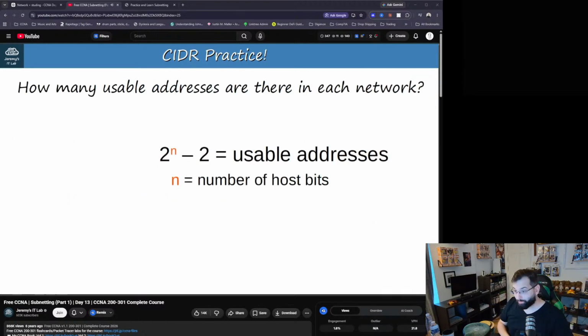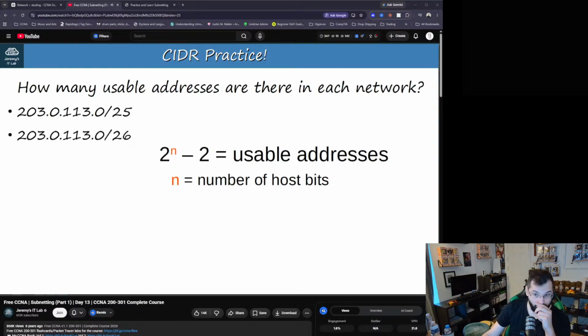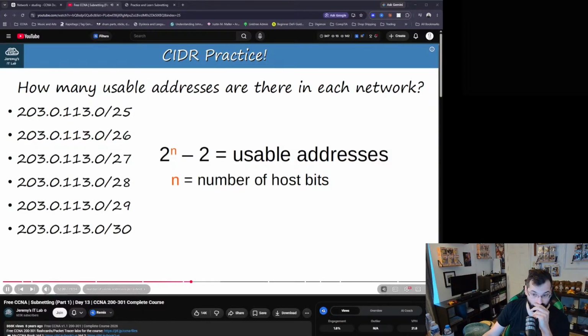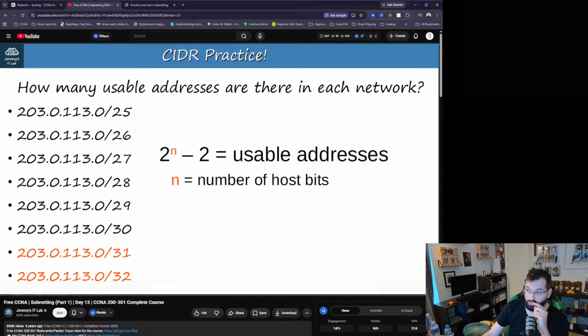However, CIDR allows us to use different prefix lengths, so it doesn't have to be /24. Let's get some practice calculating the number of hosts within different prefix lengths. 203.0.113.0/25, 203.0.113.0/26, 203.0.113.0/27, /28, /29, /30, /31, and finally /32. Okay, so we want to figure out the usable address counts.